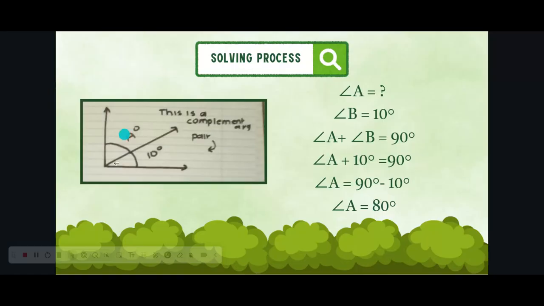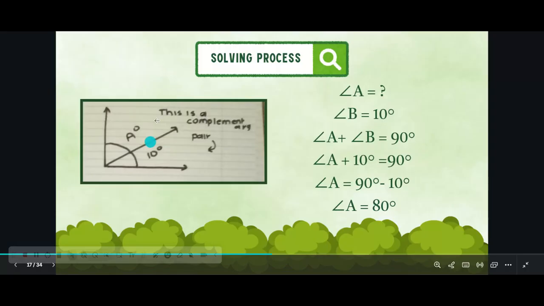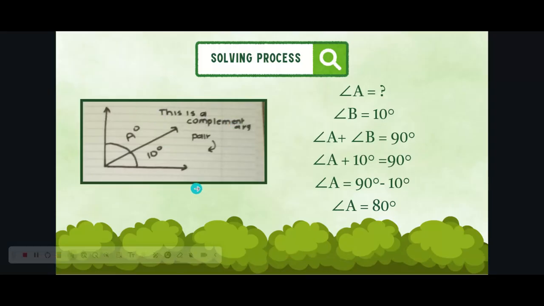In this case, we have an unknown angle and a 10 degree angle, and we are given that this is a complementary pair. So we don't know what the first angle is, so we're just going to call that angle A. Angle A, we don't know. It's a question mark. We're going to call this 10 degree angle angle B, and this is 10 degrees. So we know that angle A plus angle B is 90 degrees due to the fact that they said that this is a complementary pair.